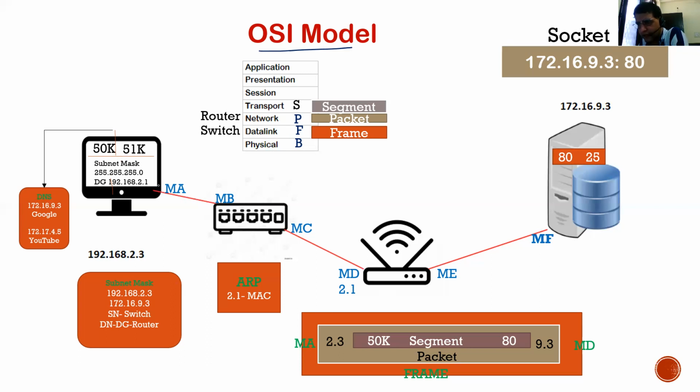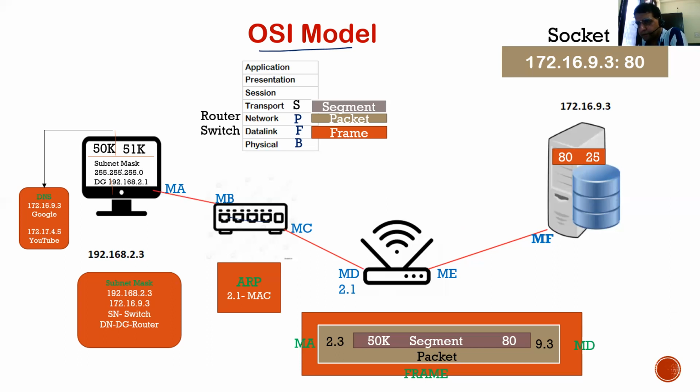One is a MAC address, which I have mentioned here as MA. On a switch, on every port, there's a MAC address. I've just given two MAC addresses because I'm connecting my PC to a switch. The switch is connected to a router. On the router also, there is a MAC address on every port, so I'm giving two MAC addresses here. And then there's a Google server. On the Google server, I'm also giving a MAC address because it's also a computer.